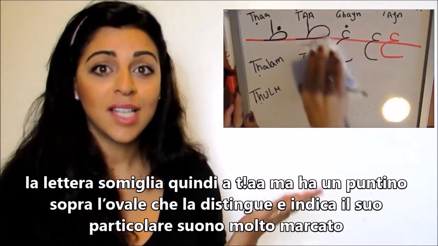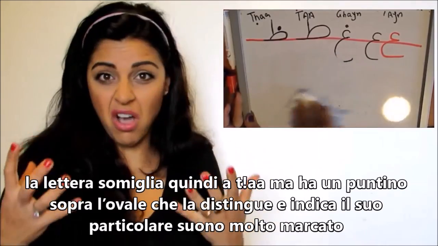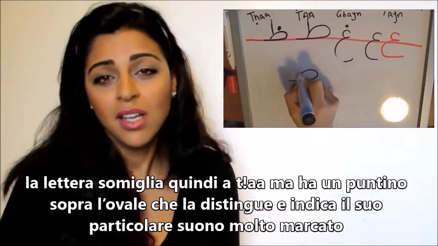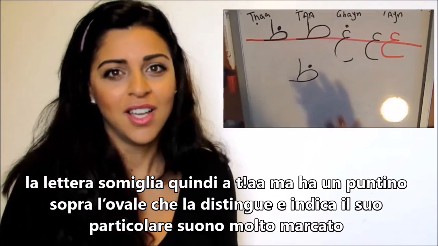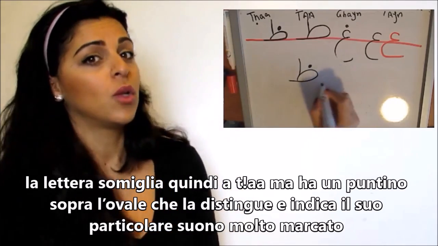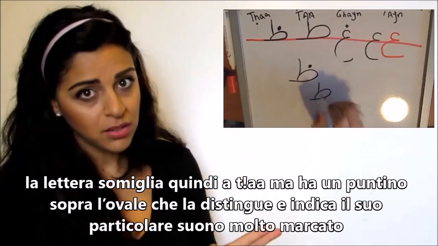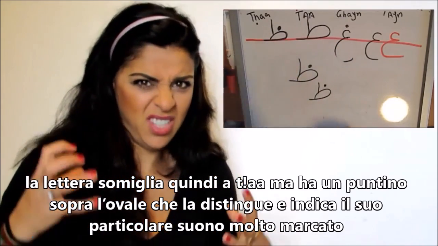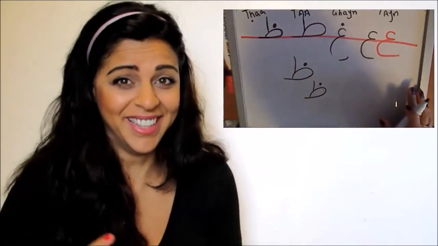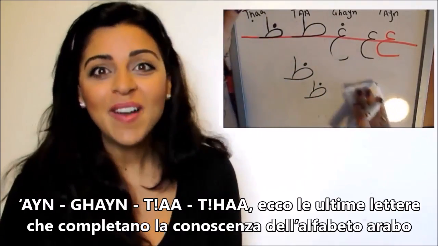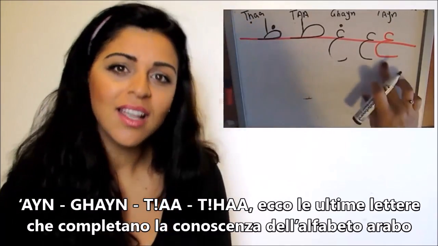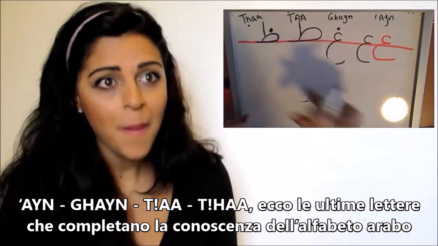So the dha looks exactly like the ta. Since it's really ugly, it should have something on its head that makes it sound this ugly. It's the dot that changes its whole pronunciation. So it looks like the ta, but it has a dot on the head. That's why it sounds really stressed. You know. Dha. Alright, so these are our letters for today. Ain and Ghain and Ta and Dha.